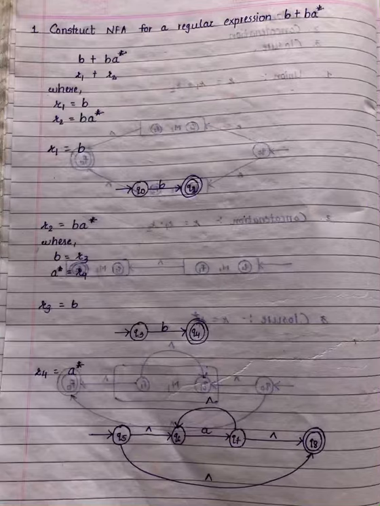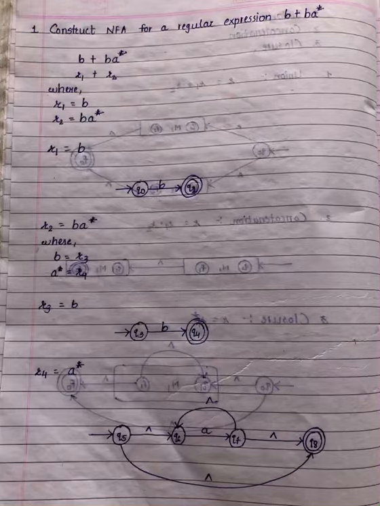For R3, only b, we have shown states Q3 and Q4, where b is the transition from Q3 to Q4. For R4, a star, from Q5 to Q6 null is shown because of another element, then Q6 to Q7 a and Q7 to Q8 also null, from Q5 also null and from Q7 to Q6 also null. Why is the null transition shown? Because we have to create a null NFA.